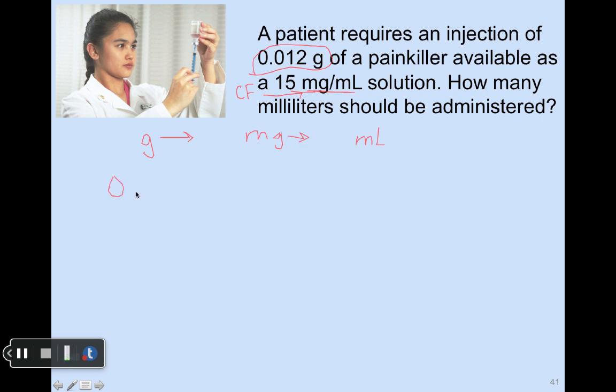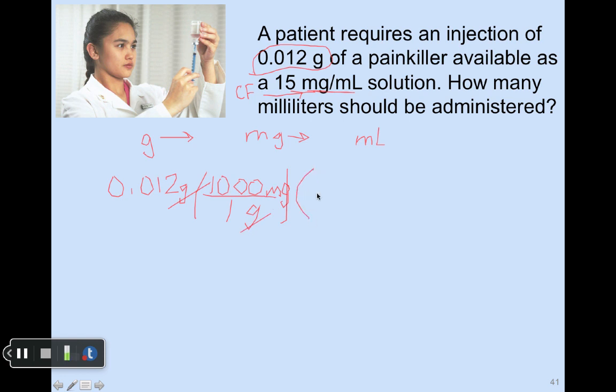Start with your initial value, 0.012 grams. And now we're going to have to figure out how we get from our conversion between milligrams and grams. If you're not used to it yet, you will be someday. Grams and milligrams are commonly used in conversion. There are 1,000 milligrams per gram, and then the grams will cancel.